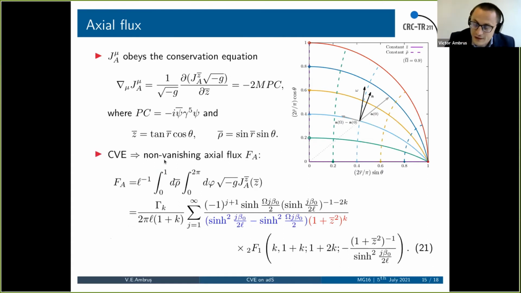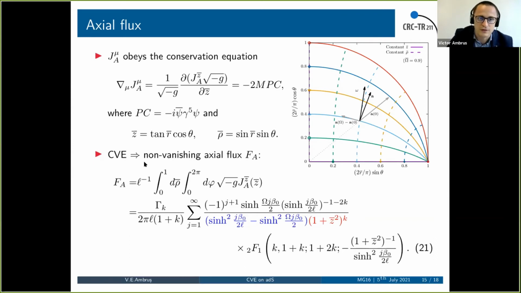The chiral vortical effect is famous because it generates a current which is parallel to the vorticity. So this means that if we go to the equatorial plane, we will see some current of chirality which goes upwards everywhere on anti-de Sitter space. How can this happen? Because AdS is basically a closed manifold. We have some conservation equation here, which tells us that the axial current is conserved if the mass is 0. If the mass is not 0, then we can have this conversion of axial flux into the pseudoscalar condensate. This is just the psi bar gamma 5 psi.